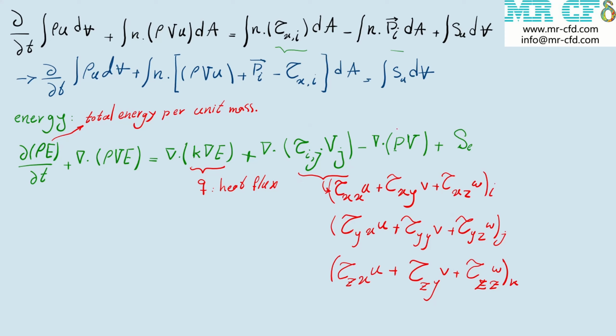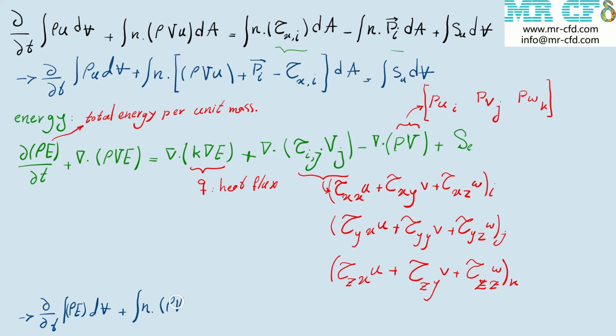The vector ρV has components such that in the I direction its value is ρU, in the J direction its value is ρV, and in the K direction its value is ρW. By integrating this over a control volume and using Gauss's theorem to convert the volumetric integral to a surface integral, we can reach the desired equation for energy conservation.